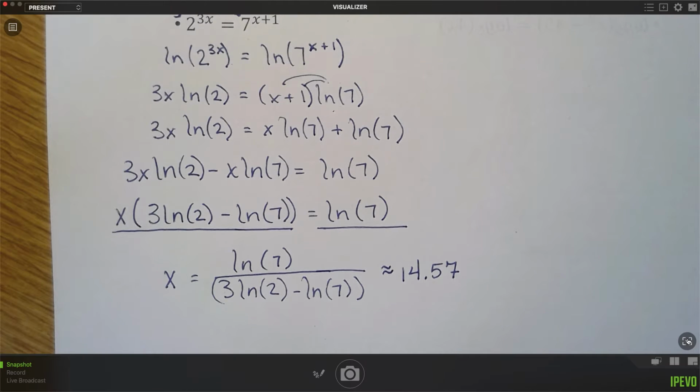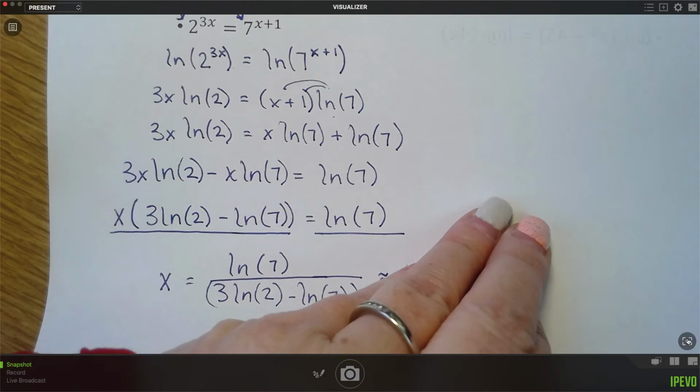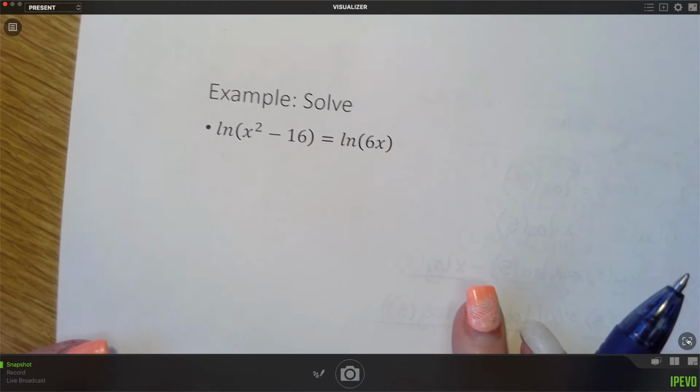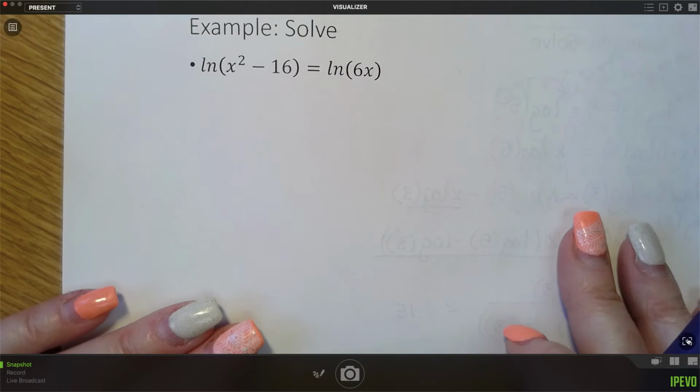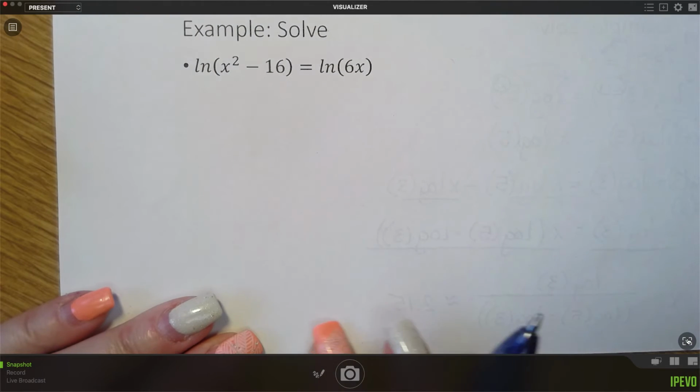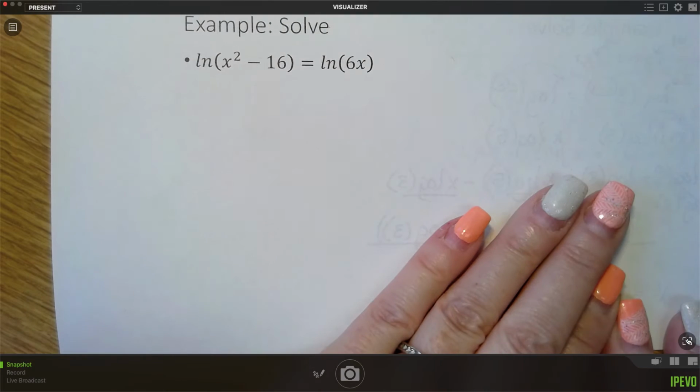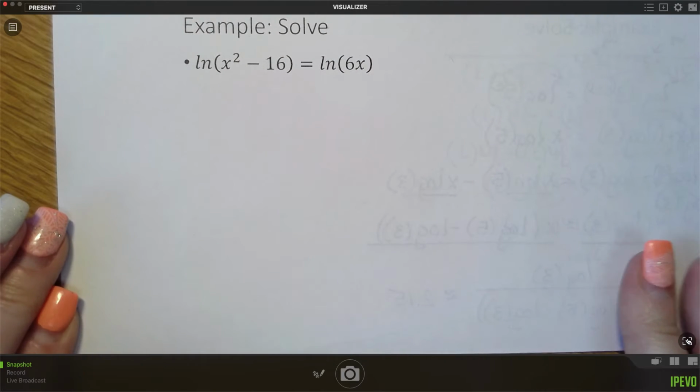So we understand what's going on. That's not really that bad. Okay. Natural log of x squared minus 16 equals natural log of 16.